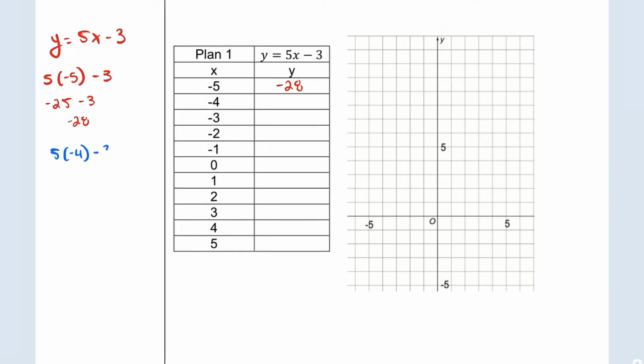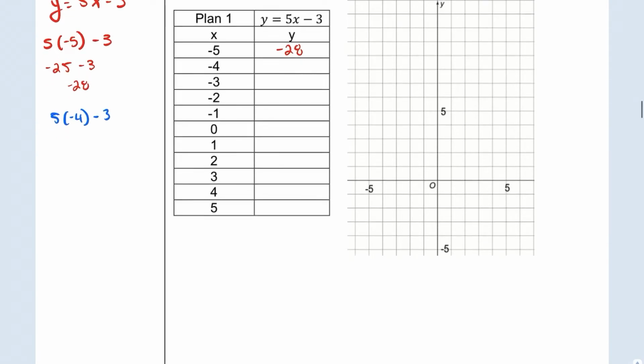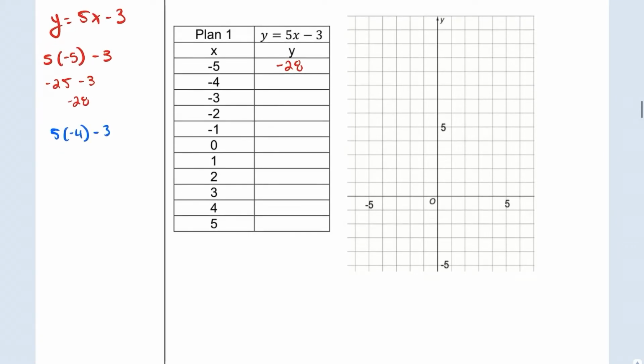5 times -4, and you're probably wondering, do I have to write all of this down? Yes, you do. Guys, the short answer is yes, but the more you write down, the more you'll be able to catch your mistakes when they happen. So this is -20 minus 3, so that's -23. You're also probably wondering, how am I going to graph those? My graph doesn't even go all the way to -23. Well, in that case, I will agree with you.